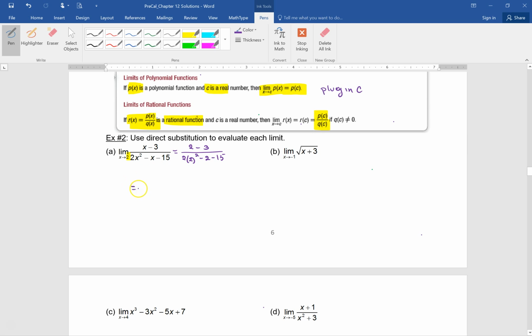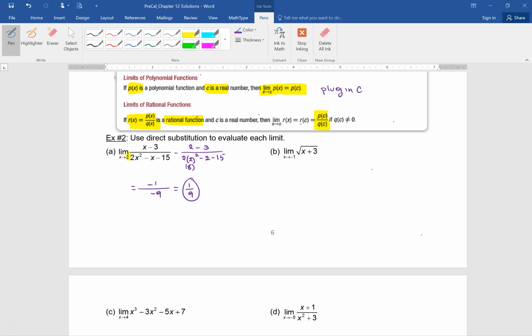So on top, I get negative 1. And on the bottom, I get 2 times 4. That's 8. Minus 2 is 6. Minus 15 is what? Negative 9. So the limit here is 1 over 9. That's all. Okay?